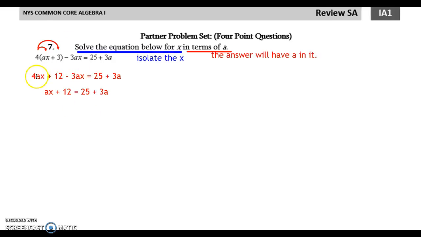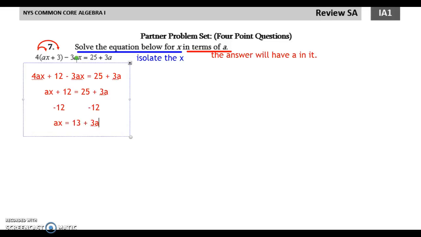Now remember that when you're combining like terms, 4ax minus 3ax, I'm going to combine the coefficients, which is just 1, and then keep the a and the x, the variables, the same. This should be 1ax. I'm not writing the 1 because 1 times anything is just that same thing. That's the identity property. So ax plus 12 equals 25 plus 3a. Now we're going to try to isolate the x. We see that there are two things happening to the x. There's a plus 12 and a minus a. We're going to get rid of that plus 12 first by using opposite or inverse operations. We're going to subtract 12 from both sides. And we're going to get ax equals 25 minus 12, which is 13, plus 3a.